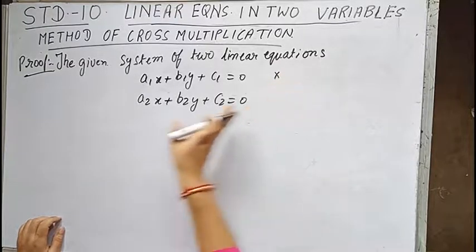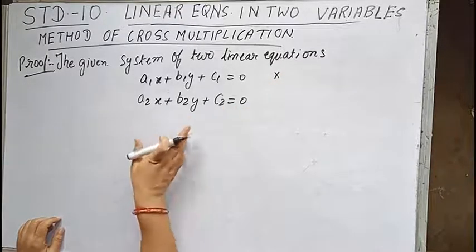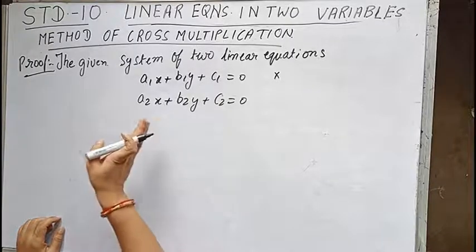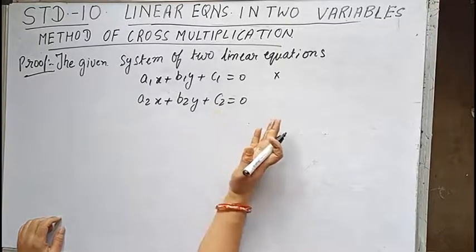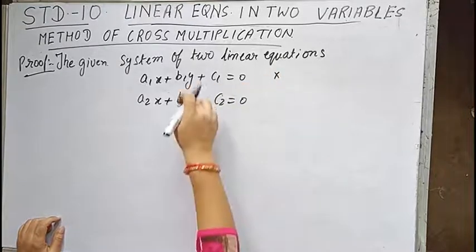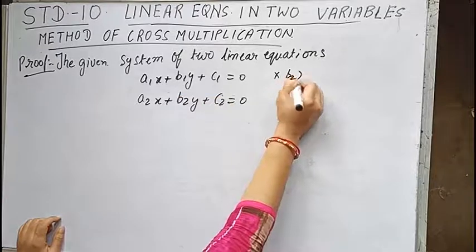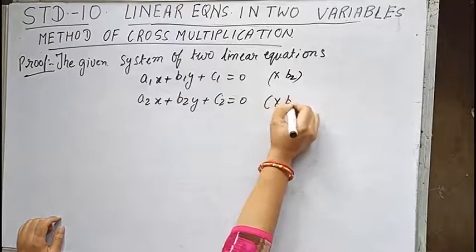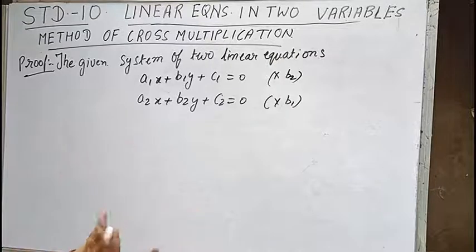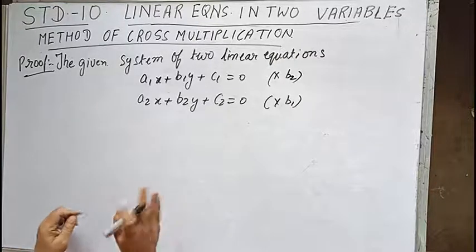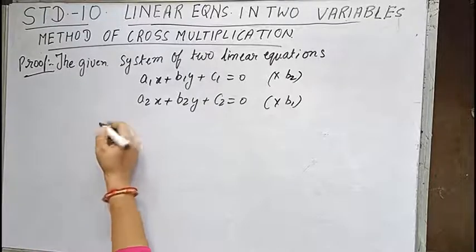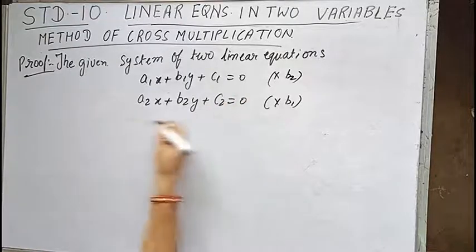Let us multiply. Suppose I want to get the value of x first, I will multiply with the coefficient of y. Suppose I want to get the value of y first, I will multiply with the coefficient of x. So let us multiply with the coefficient of y: this will be into b2 and this will be into b1. The proof of this derivation will not come in the examination. Just for the sake of your understanding, I am explaining it. So let us start, into b2 and into b1.